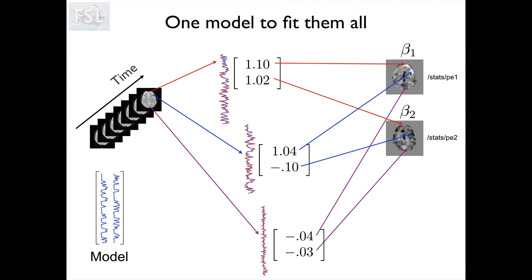You can see already here in the beta 1 map, and remember, beta 1 corresponds to how much we need of the word generation regressor, that we have a hotspot here on the left side. Well, it actually looks like it's the right side, but it's the left side of the brain, which is clearly interested in word generation.